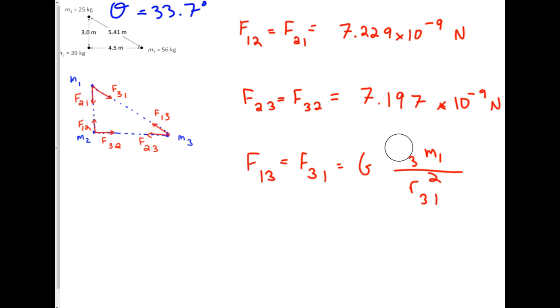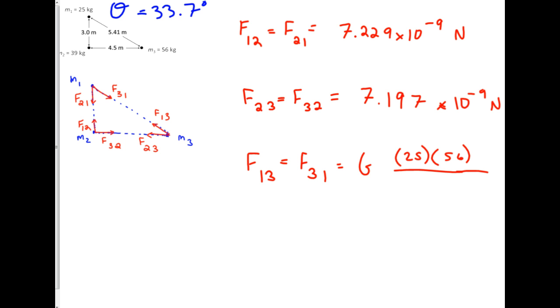The last is F3, so I plug in M1 and M2, and the bottom is the distance between them squared. So M1 I need, that's 25. I also need to plug in M3 in the numerator, which is 56.